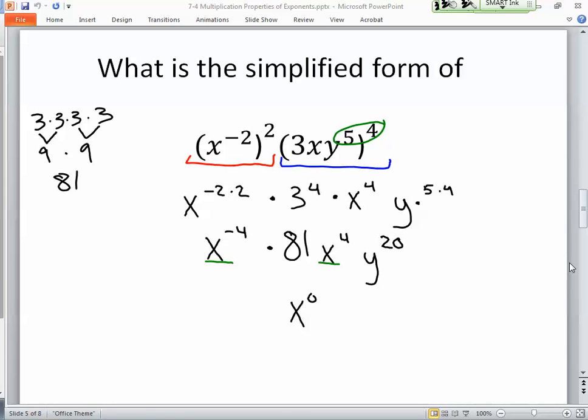And what I'll have with the rest of it is I'll have my 81, and I'll have my y to the 20th power. And just to show you, if I did have that x to the 0 power, that's the same thing as a 1. So essentially, it's 1 times 81y to the 20th power, which is just itself. And so this is my final answer right here.